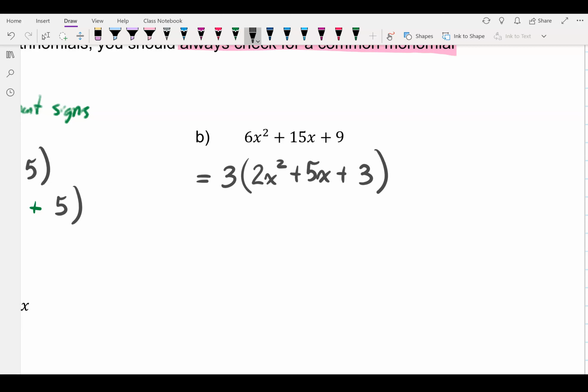And now we have a trinomial where a is not equal to 1. What I mean by that is we have a 2 in front. So we're going to use our slide divide method. Take the 2, slide it over here. What does it give us? Well, keep that 3 in front.